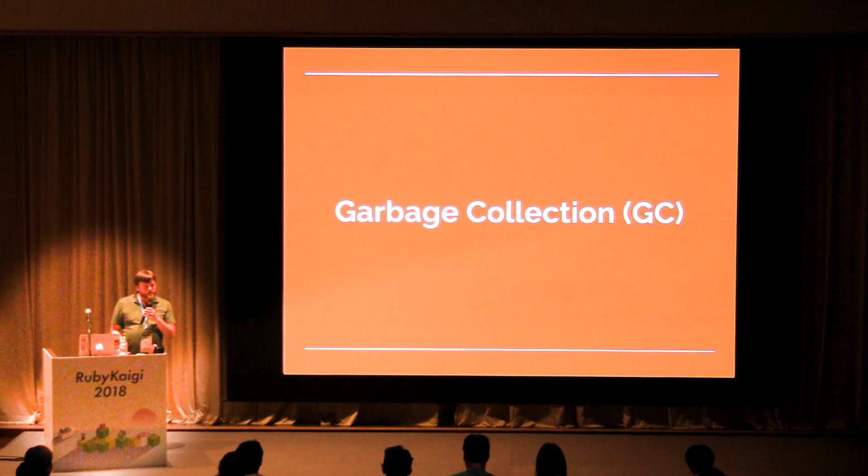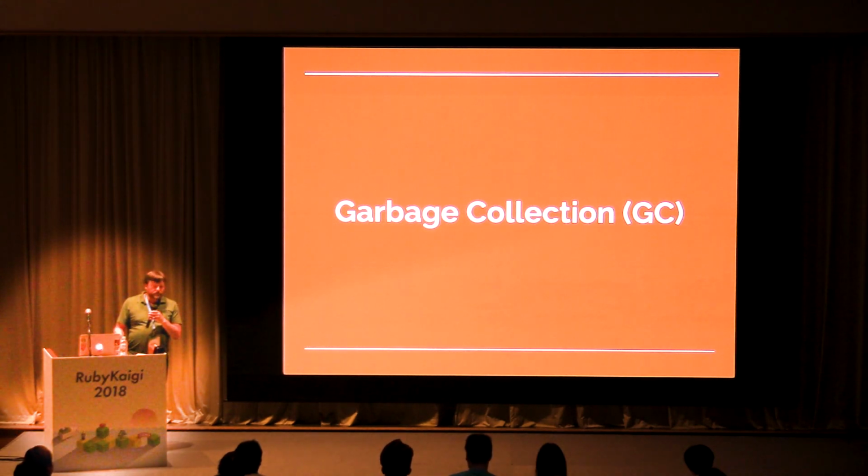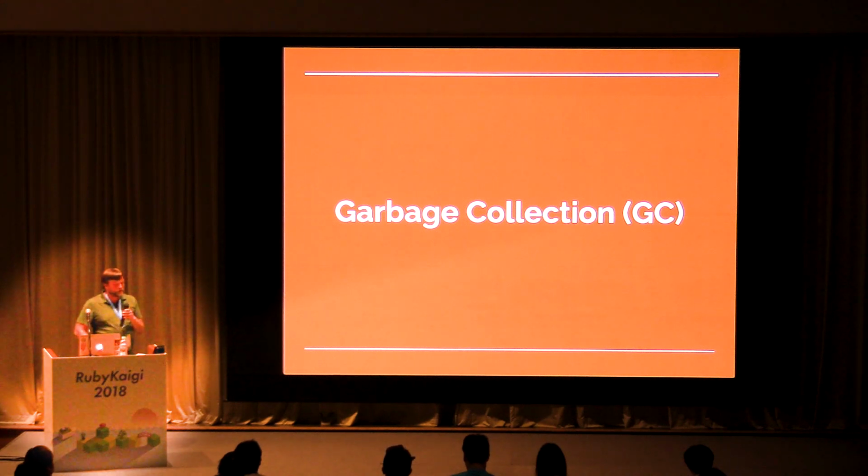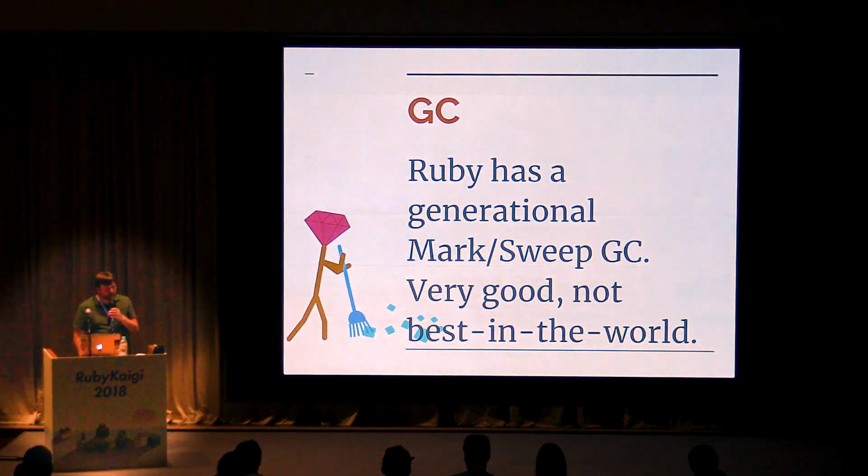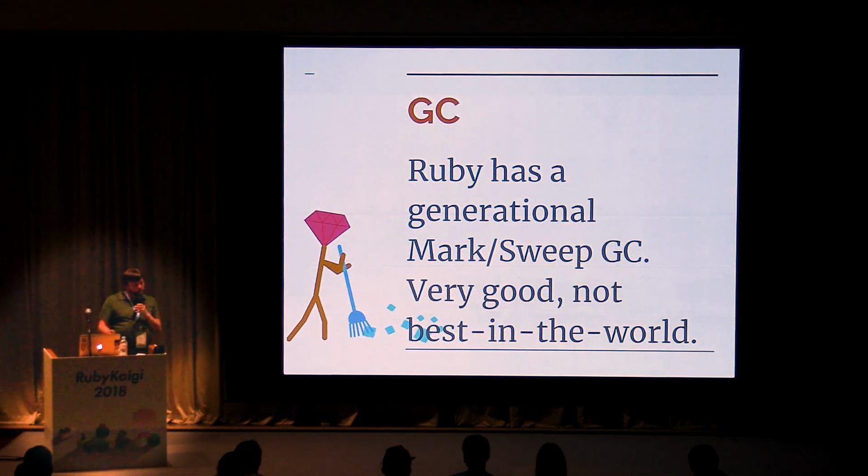Okay, so that's how big objects are. That's nice. If you're having memory problems in Ruby, we definitely need to talk about garbage collection, because for memory in Ruby, garbage collection's the big thing, right? Ruby has a generational mark sweep garbage collector.